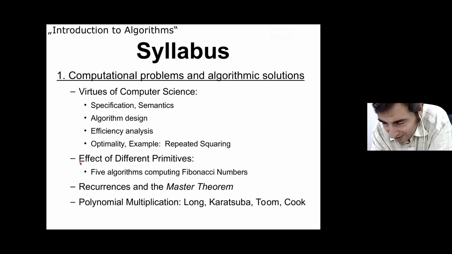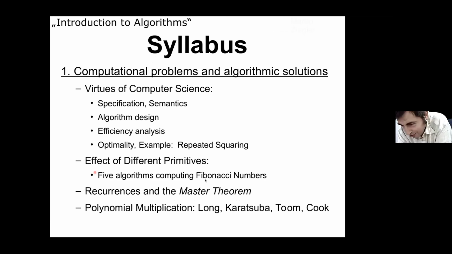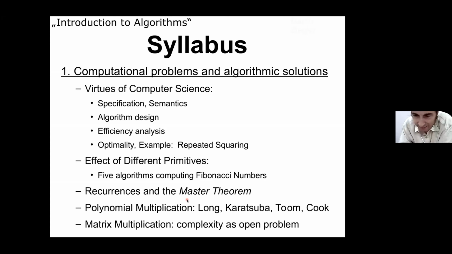You had some algorithms for computing the Fibonacci numbers, which is very useful because you see very different ideas competing with each other, and each one has its own advantages and disadvantages. And then we talked about the master theorem, and we talked about polynomial multiplication, starting with the naive methods and then the continuous improvements until the algorithms by Cook. And we also talked a little bit about matrix multiplication.